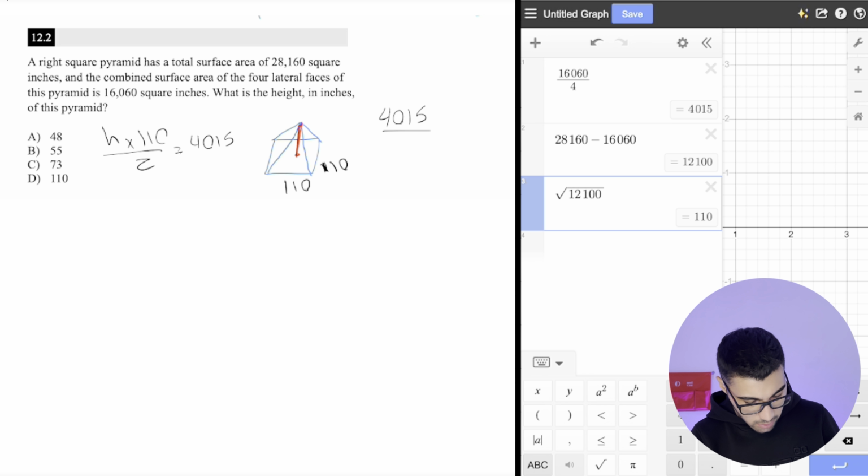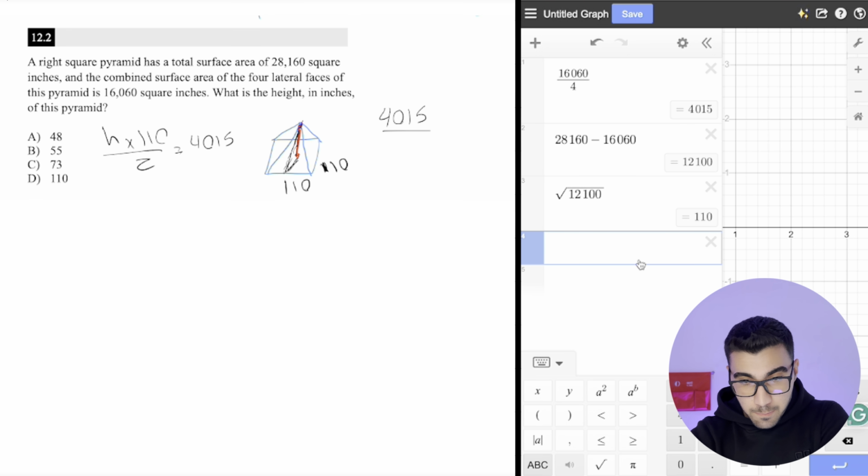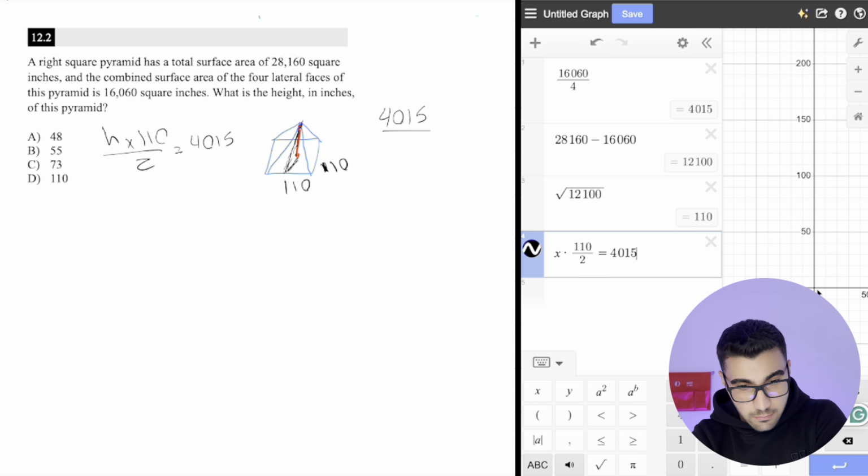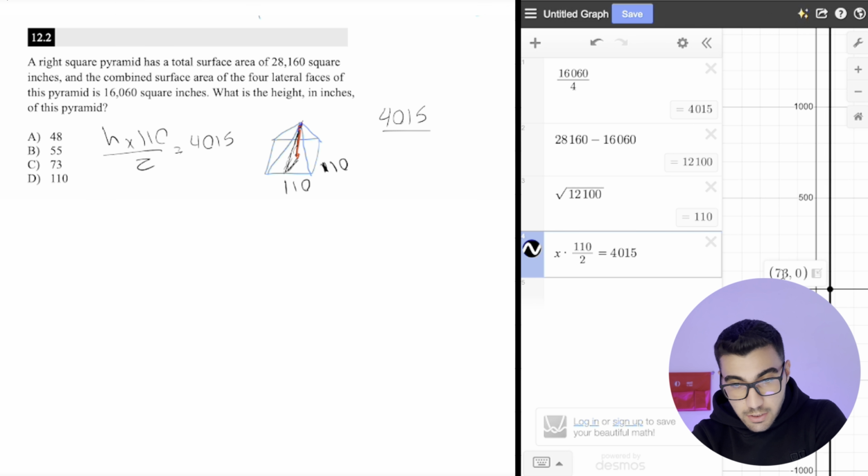Okay, what is the height of this triangle? This face, this is the height of that, right? And here is the other side. Okay, so let's just see that. We can find it by saying x times 110 divided by 2 equals 4,015. Where is x? Okay, 73. The height of the triangle is 73.